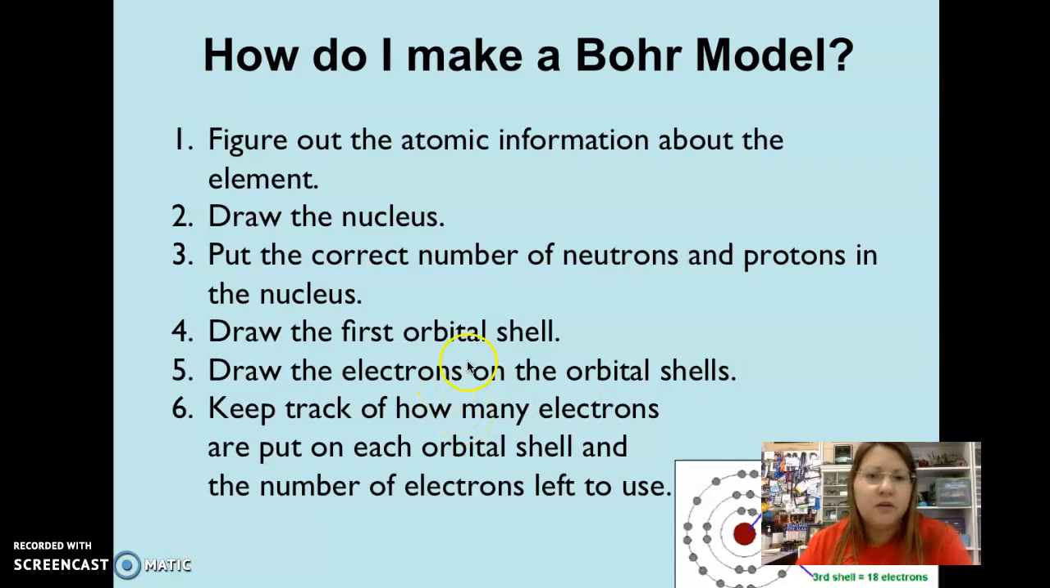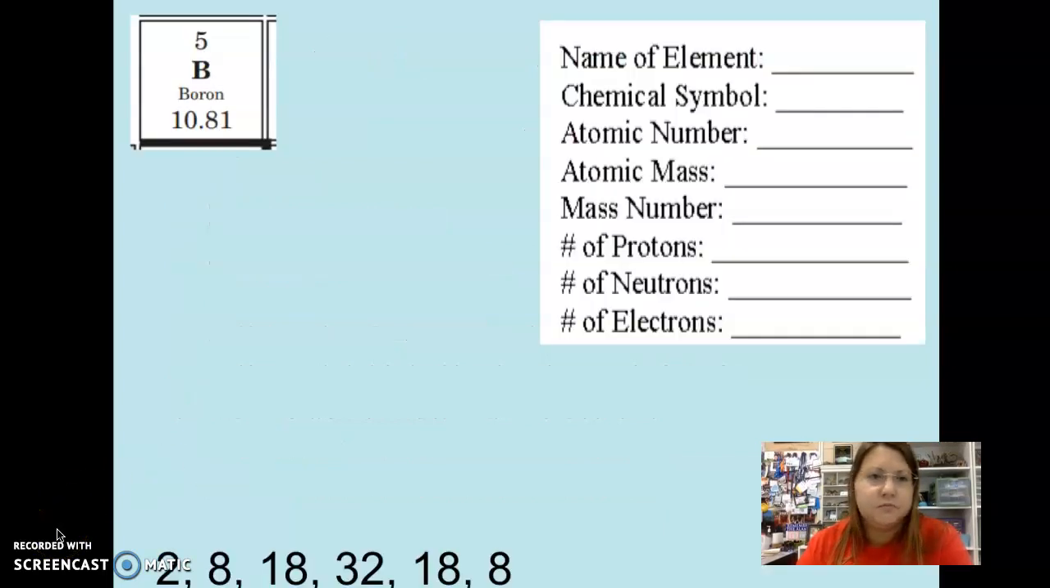So after we put the protons and neutrons in the nucleus, we're going to start putting the electrons on the Bohr model. So we're going to draw the first orbital shell, and then you'll fill that one up with your 2 electrons, and then we'll continue drawing additional orbital shells as needed. So you only draw as many orbital shells as you need. And keep track of how many electrons you're putting on the orbital shell so you know how many you have left to place onto the orbital shells.